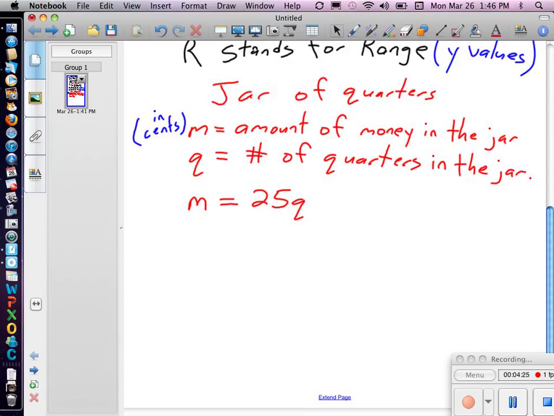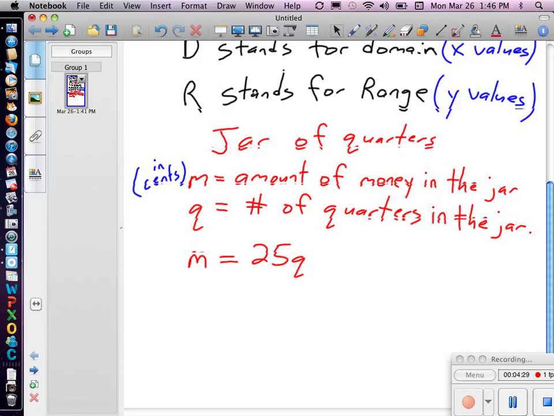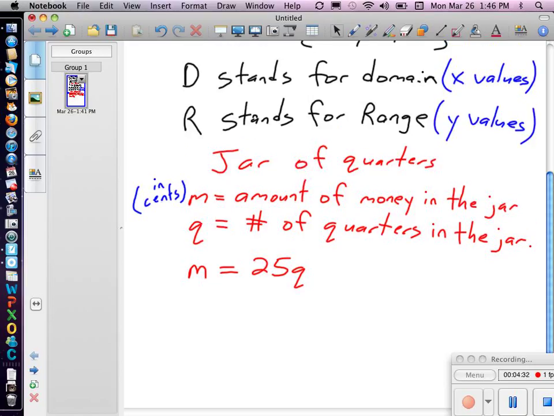Now if I wanted to talk about the domain of this equation, notice I write x values and y values. In this case, q is where the x would be, and m is where the y would be. For the domain, how many quarters could I have in my jar? I could have 0 quarters, 1 quarter, 2 quarters, or 100 quarters even. But what I cannot have in the jar is half a quarter, or 1/4 of a quarter, or 0.7 quarters. That just wouldn't make any sense. So the domain in this case would be whole numbers.